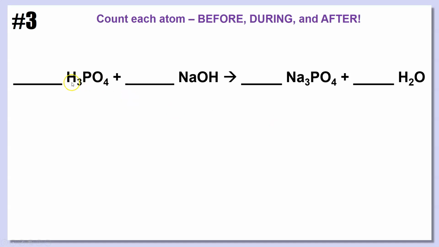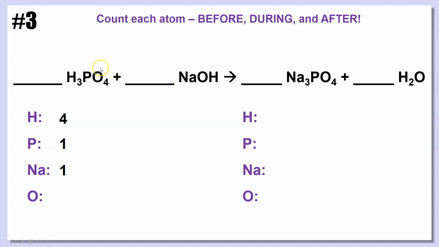So we have hydrogen, we have phosphorus, we have oxygen, and we have sodium. The thing that's tricky is if you notice, hydrogen and oxygen show up in multiple places on each side of the reaction, right? So I don't have 3 hydrogens, I actually have 4. I have 1 phosphorus, I have 1 sodium. Now I don't have 4 oxygens, I actually have 4 plus 1 is 5.